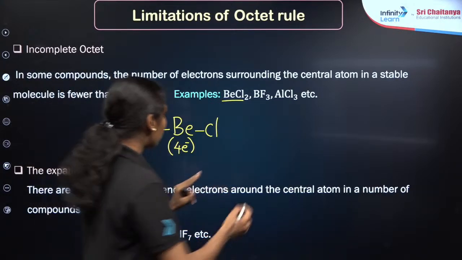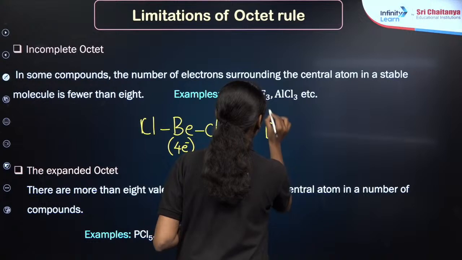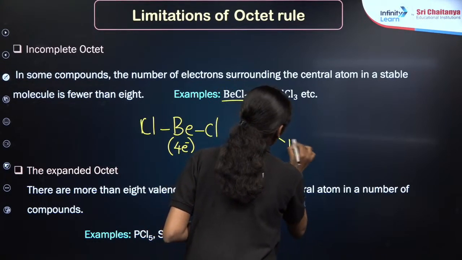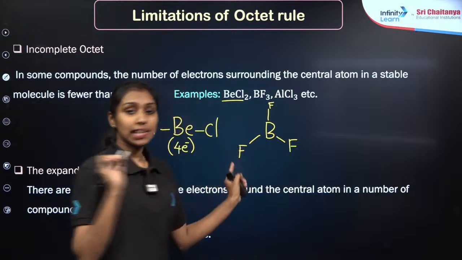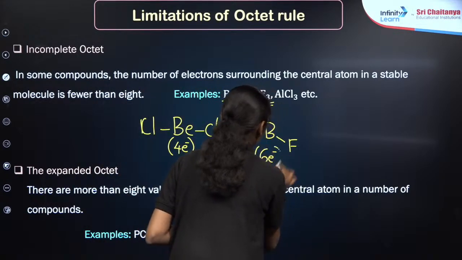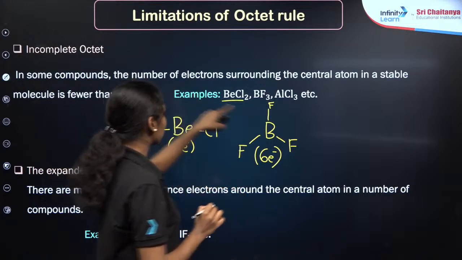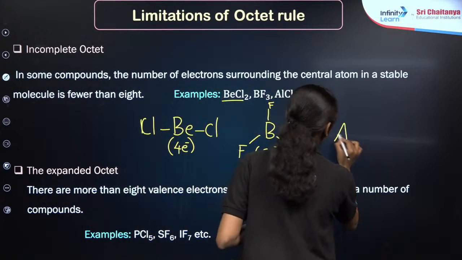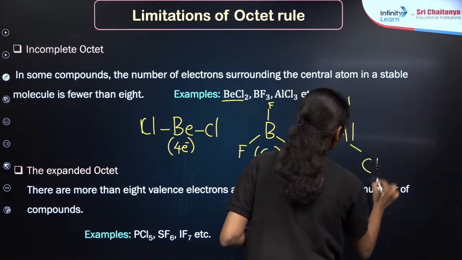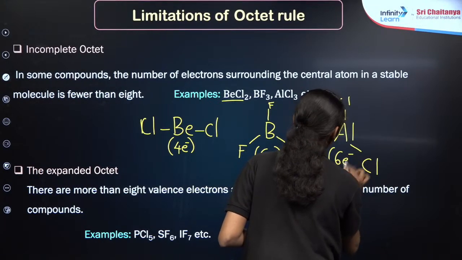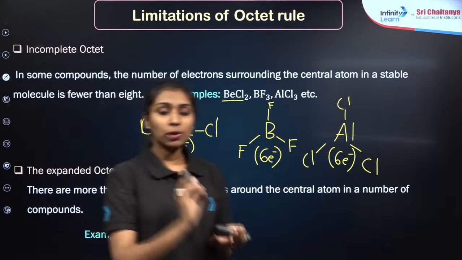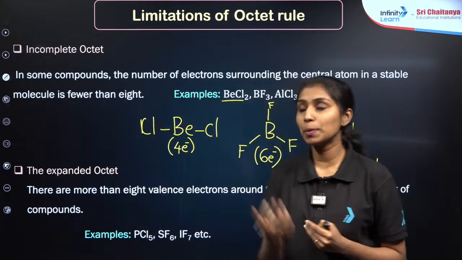Okay, then what about the BF3 molecule? Again, BF3 molecule. This is the structure, right? In the case of the BF3 molecule, a total of 6 electrons are present on the central atom, which is also against the octet rule, having an incomplete octet. What about AlCl3? Again, Al, Cl, Cl, Cl, right? Again 6 electrons. This is one of the major limitations or drawbacks of the octet rule. Even though some molecules do not have 8 electrons, they are found to be stable.